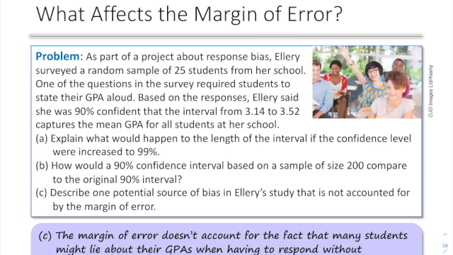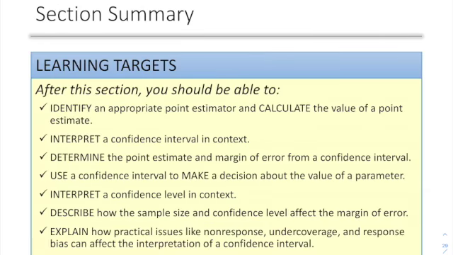Then the margin of error doesn't account for the fact that many students might lie, right? Because they're just saying their GPA out loud. If my GPA was 2.7 and the 4 people in front of me said 3.8, 3.7, am I really going to say my number? I would be embarrassed. So they might lie about their GPAs when having to respond, so the mean GPA for all students might be even less than 3.14.